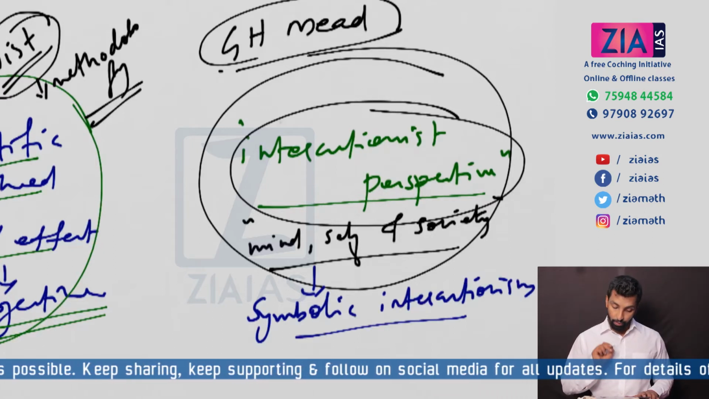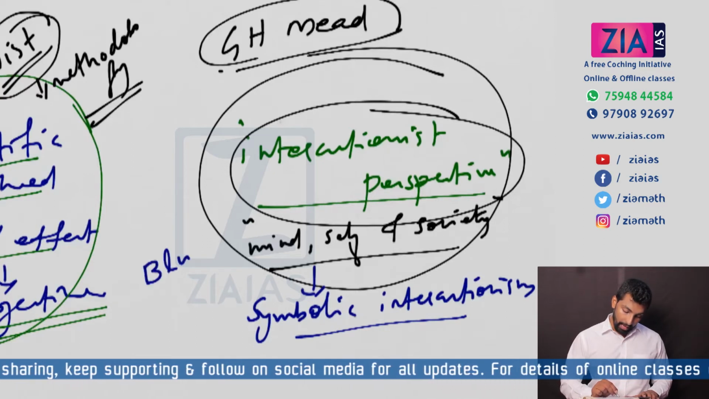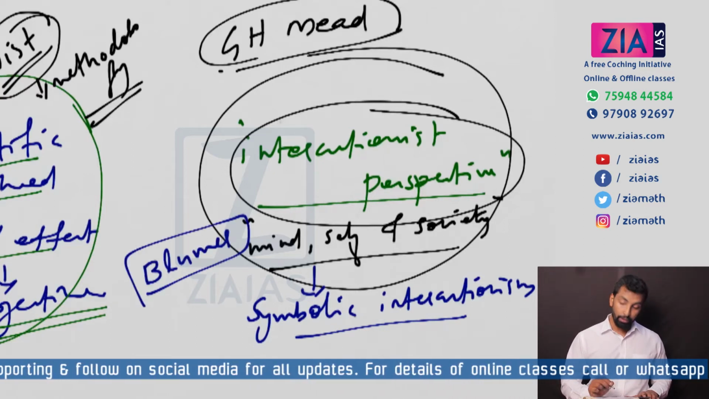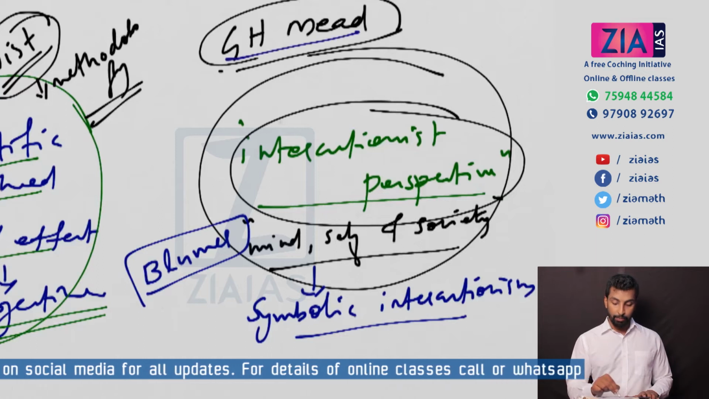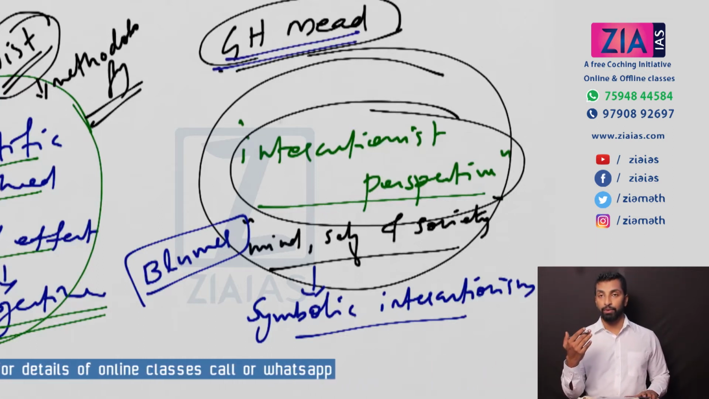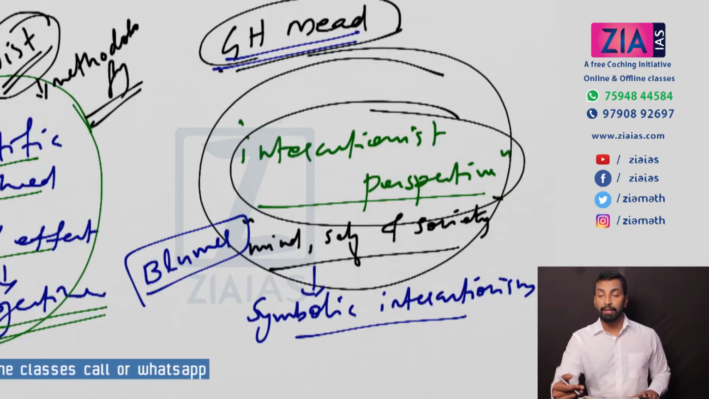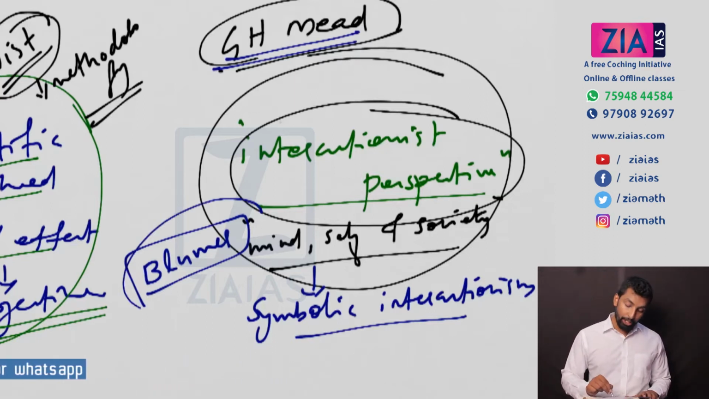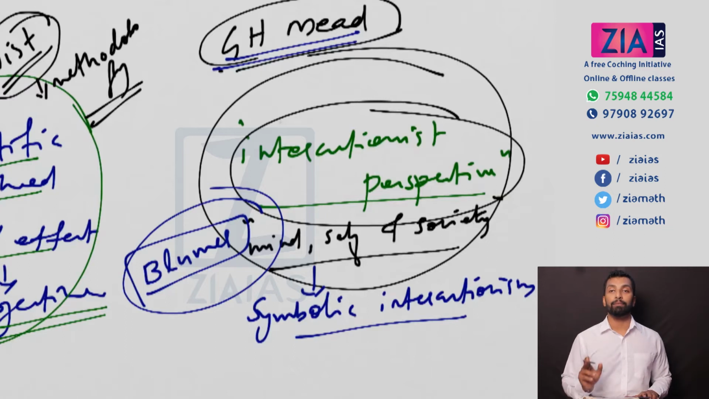Okay, so you need to be careful about this name also. Whose perspective is this? G.H. Mead. But you cannot see any books or any perspective named after G.H. Mead. It is actually formulated by his student Blumer later. So symbolic interactionism also forms part of the non-positivist methodology, but not in a pure form.